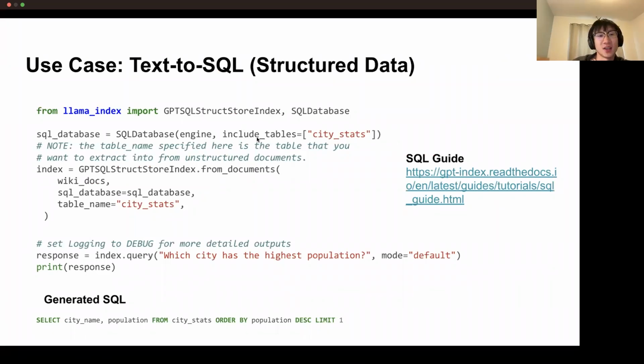The idea is that not only can we ingest unstructured documents, you can actually connect to a SQL database and then just call GPT SQL structure index from documents. You can choose to convert unstructured documents into structured data within your table if you want. And if you don't want to do that and you just want to do text-to-SQL, then just feed in a blank document list here and then just do index.query, which city has the highest population, over the set of tables that you specify. And then this will be the generated SQL that you can then execute: select city name, population from city stats, order by population.